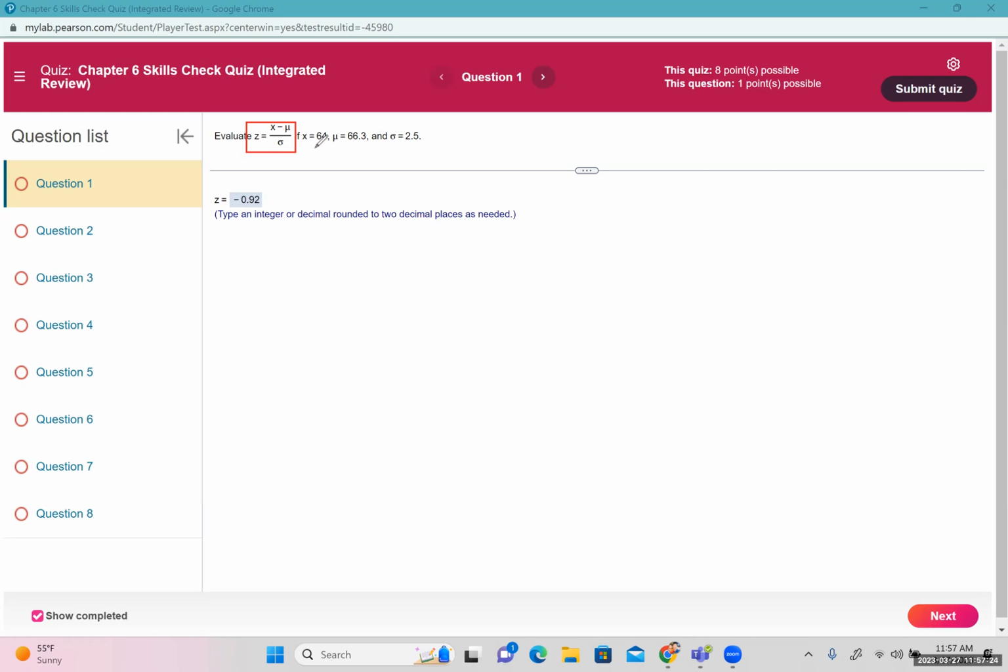So we are given x equal to 64, mu, which is the population mean, is 66.3, and the population standard deviation is 2.5. So the z score will be equal to 64, substituting it, minus the population mean, 66.3, and everything you divide by the population standard deviation, which is 2.5, right? So let me make sure this is under here, 2.5.